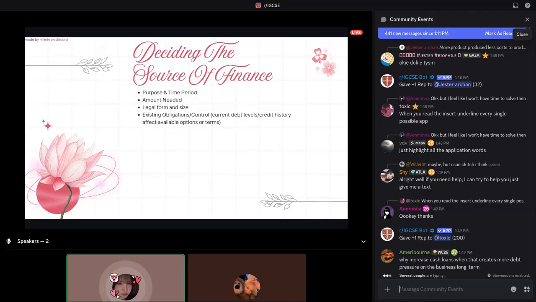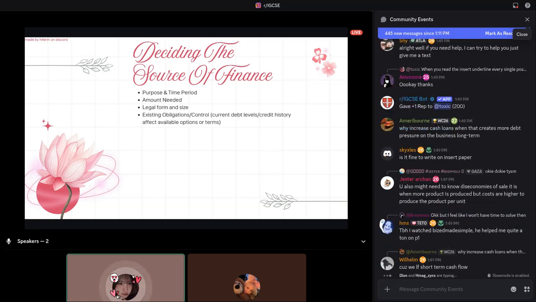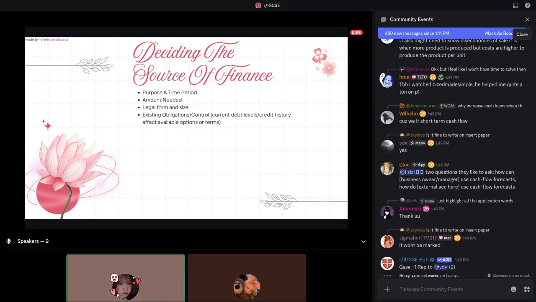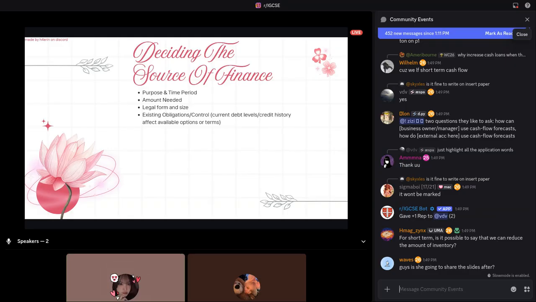And deciding the source of finance, you would need to know what your purpose is and the time period you need it for. And then the amount needed, the legal form and size, and lastly, existing obligations or control. It's basically that current debt levels or credit history affect available options or terms.